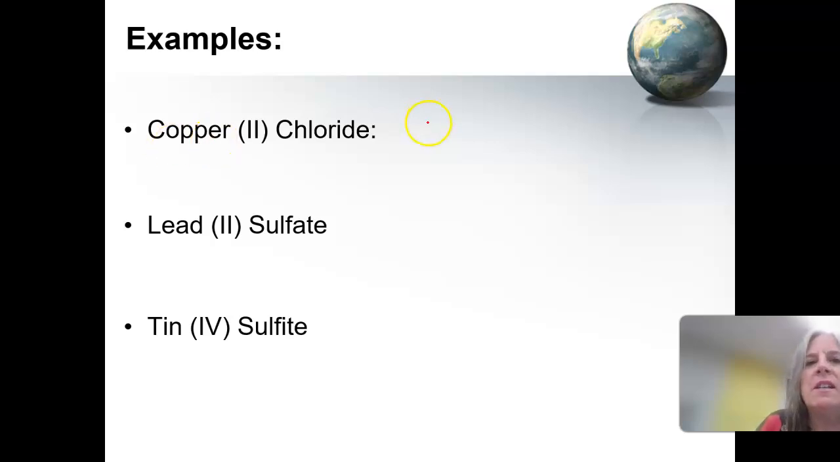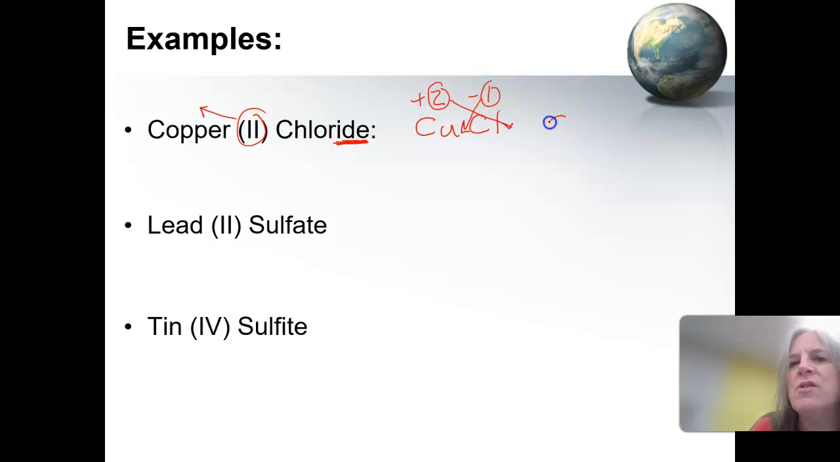Copper is Cu. We write the symbols just like we did before. Chloride, because it ends in "ide," that means it's the element chlorine, Cl. This means that copper is +2. We go to the periodic table to find chlorine. We see that's -2, and we do our little crisscross. And remember, we don't write the 1, so this is just CuCl2.